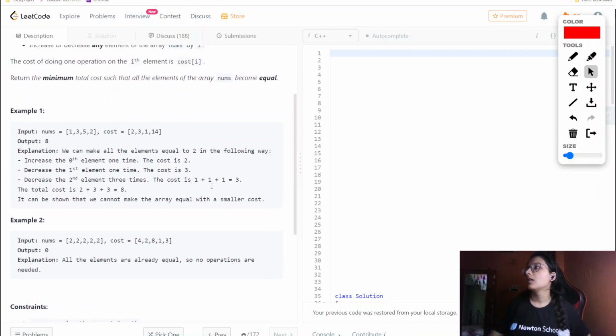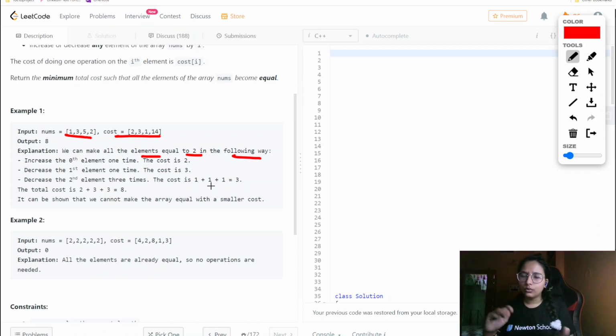Now, here the thing is this nums and this cost, right? So we can make all the elements equal to 2 in the following way. Now they are just explaining how they got the output. I'll explain to you how we need to choose this particular 2 or any other. So increase the zeroth element one time, the cost is 2. That is they are saying about this, right? And how is the cost 2, because 2 is the given.